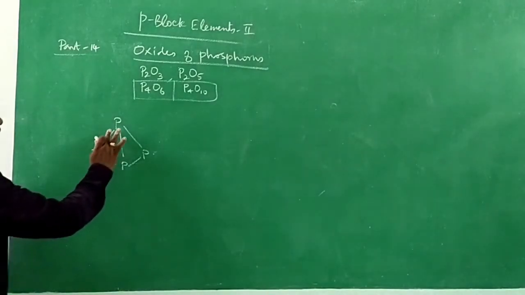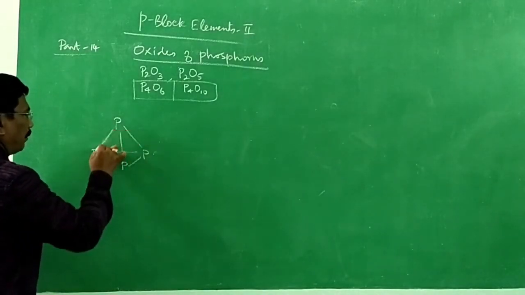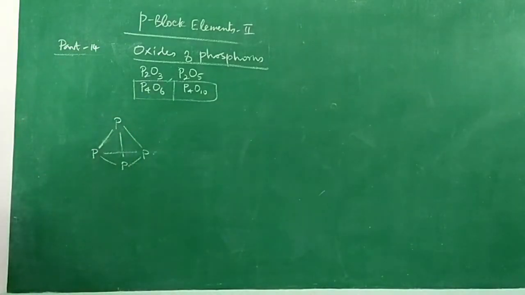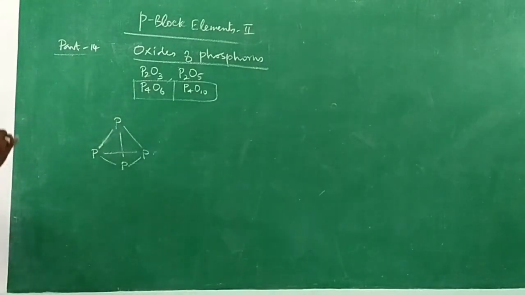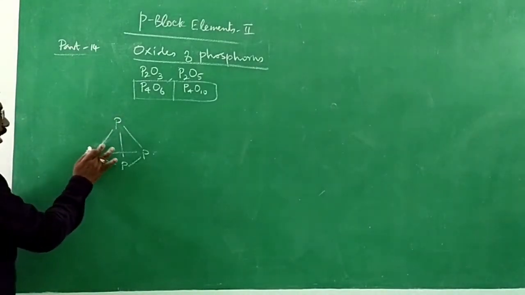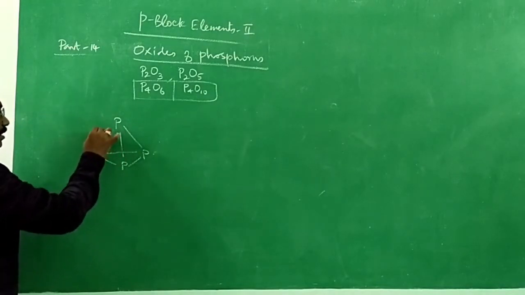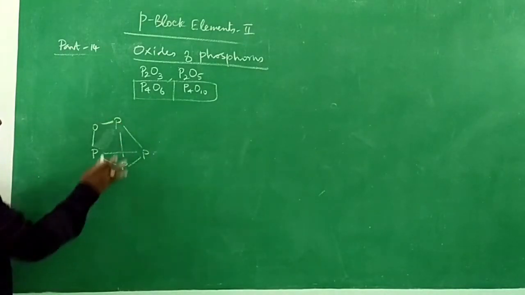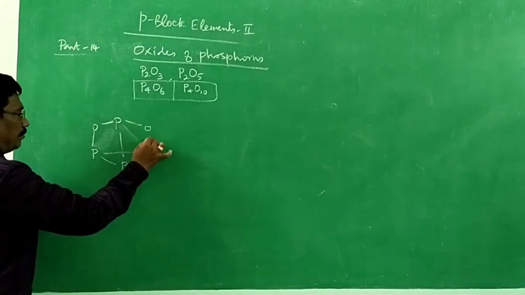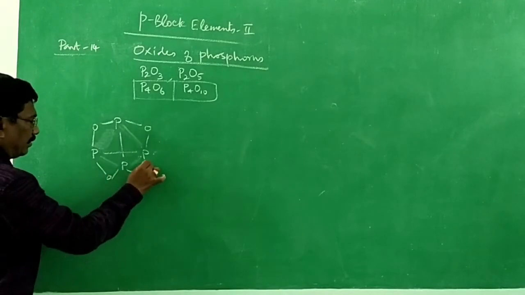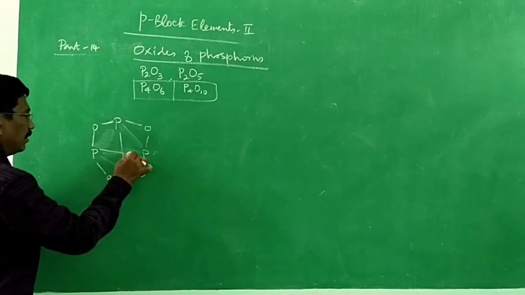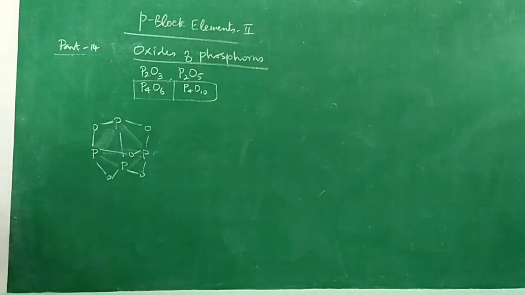Now what is happening? This is P4. This is P4. All right? In between each phosphorus-phosphorus bond, an oxygen atom is added. Let me rub this, an oxygen. Instead of this bond, an oxygen. Instead of this, an oxygen. Instead of this, an oxygen. Instead of this, an oxygen. Yes, this is how the phosphorus pentoxide structure is present.